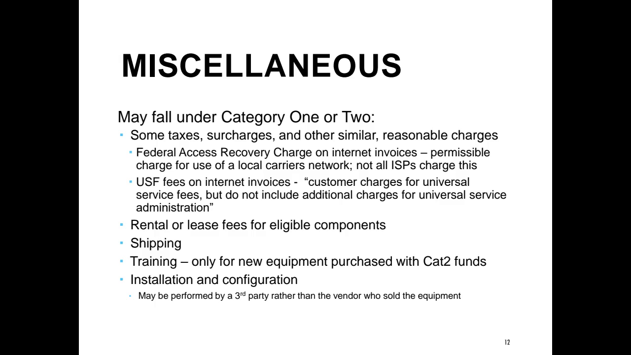Training for new equipment. So if you're having some new equipment installed and the vendor can do 3 or 4 hours of training to let you know how to make those configuration changes, you can get training discounts only for new equipment. It can't be equipment previously purchased with E-rate or equipment purchased outside E-rate. And then, of course, installation and configuration, which can be performed by the vendor that is selling you the equipment, or can be handled by a third party doing the installation, even if they didn't sell you equipment.